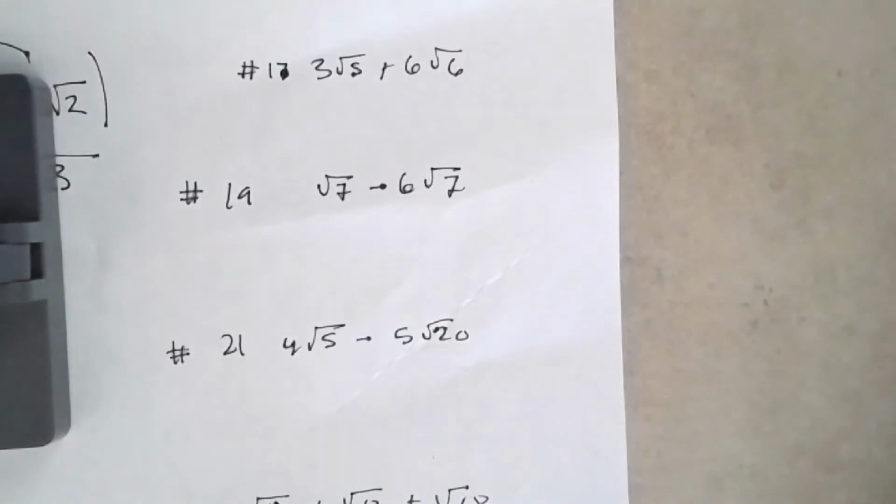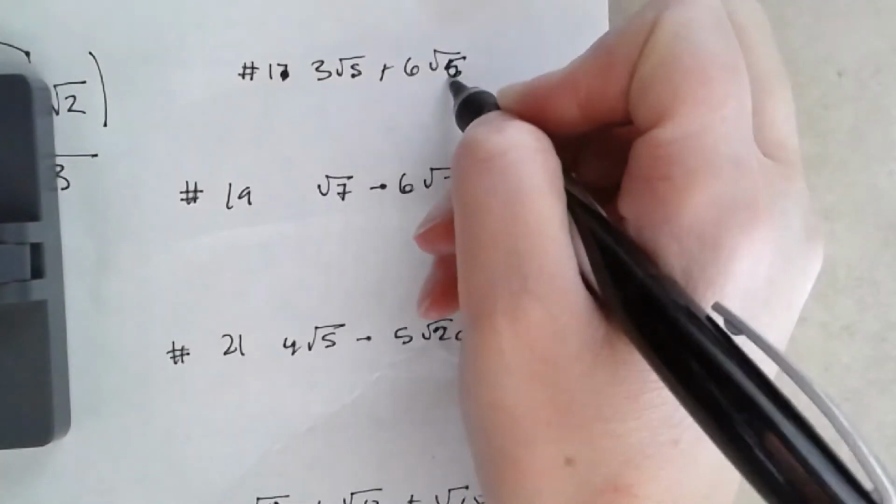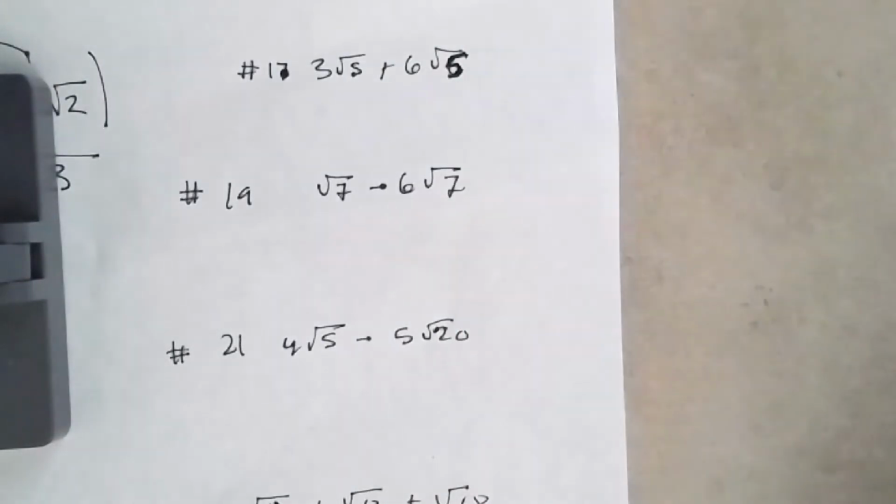Okay guys, so I'm just going to go ahead and make videos for 17 on, just to make sure we're all in the right boat. And I actually wrote this down wrong. Okay, so number 17 is 3 square root 5 plus 6 square root 5.